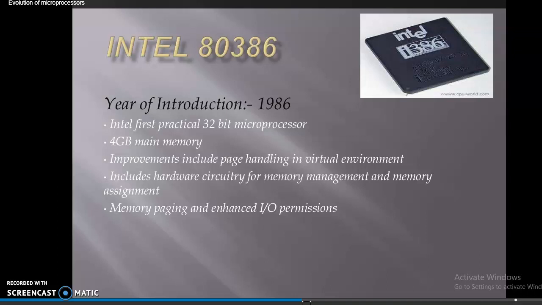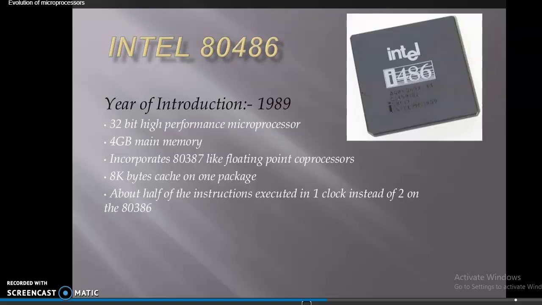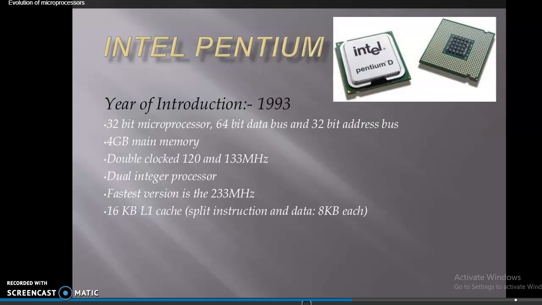And then the next microprocessor, Intel 80486, was introduced in the year 1989. It is also a 32-bit high performance microprocessor. It has 4 GB main memory, and after that Intel introduced another microprocessor called Intel Pentium. You have also heard this name, Intel Pentium. I think most of the students have heard this word. It was introduced in the year 1993.